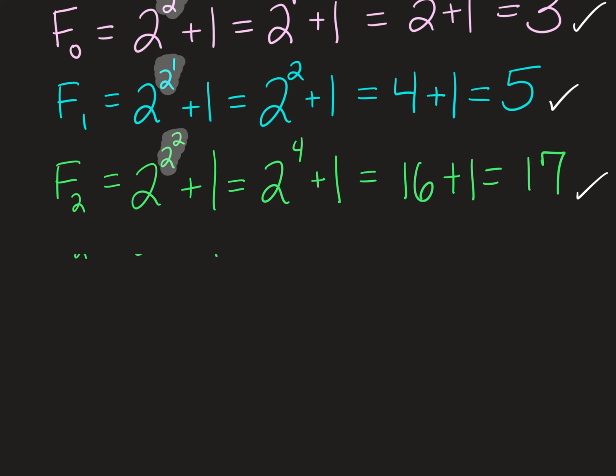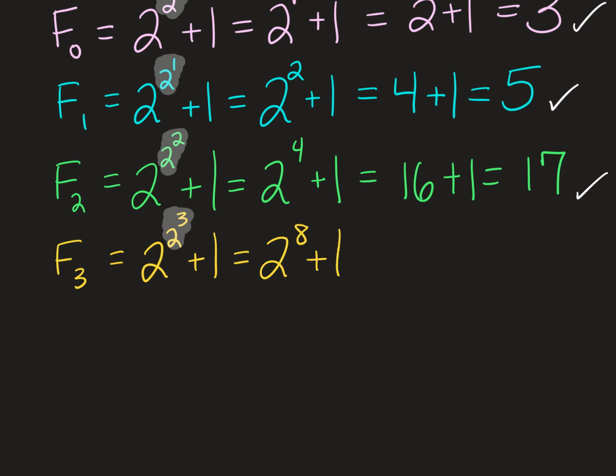Okay, what about f sub 3? 2 to the 2 to the 3rd power. So I start with this, 2 to the 3rd power. That's 8. So 2 to the 8th power. Now we're getting into powers of 2 that maybe we don't know offhand. Maybe you do. It's essentially going to be 16 squared, which is 256, plus 1, which is 257. Now, do you know just by looking at 257 that this is a prime number?